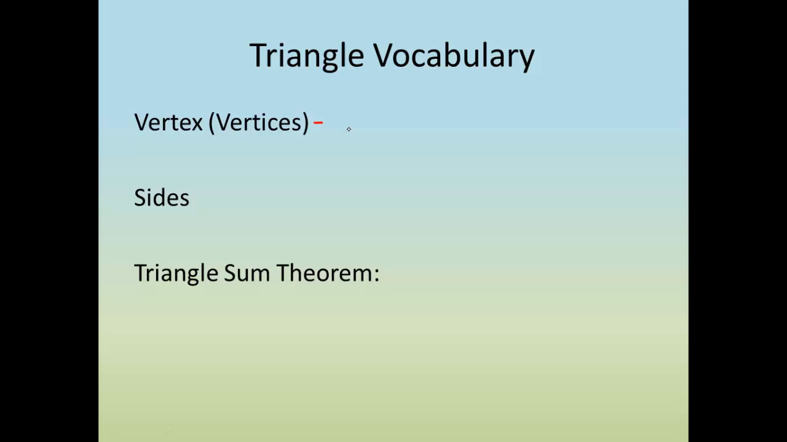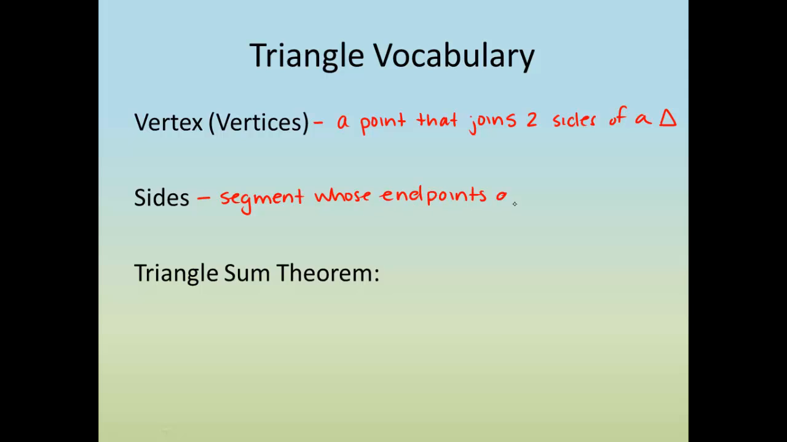A vertex of a triangle is a point that joins two sides of a triangle. Sides. The side of a triangle is a segment whose endpoints are vertices.